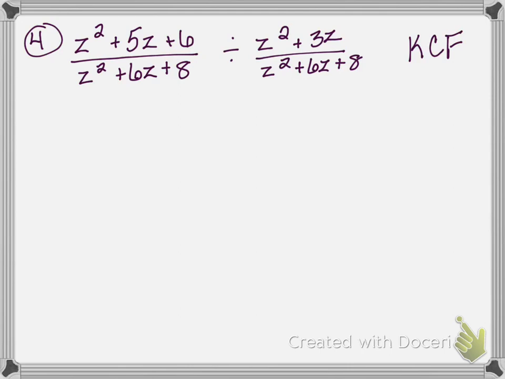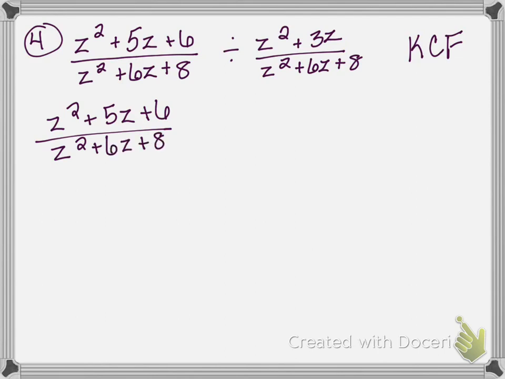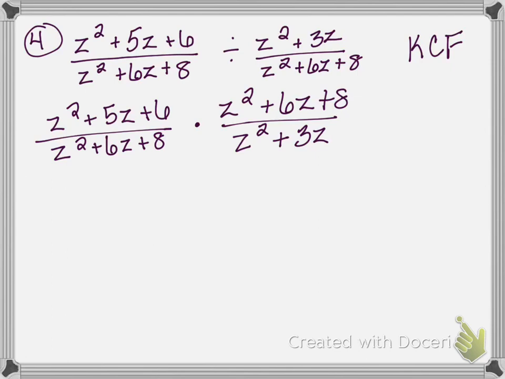I'm going to keep, change, flip. So I have z squared plus 5z plus 6 over z squared plus 6z plus 8. Then I am going to multiply that times z squared plus 6z plus 8. So I am doing the reciprocal of my second rational. I kept my first rational, I changed my division to multiplication, and I flipped, or I made the second rational its reciprocal.